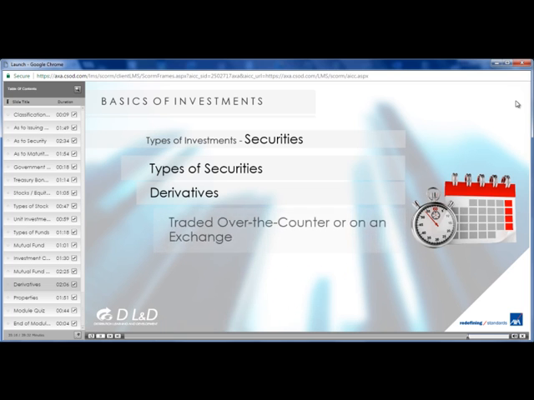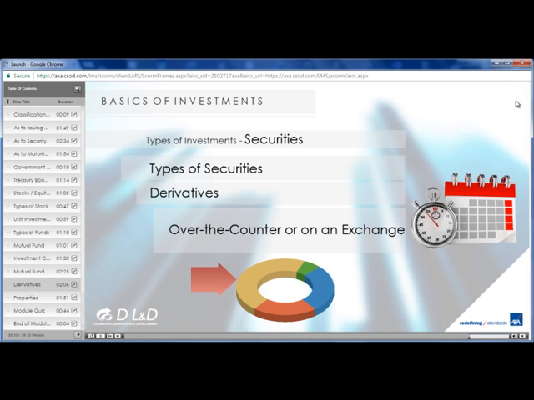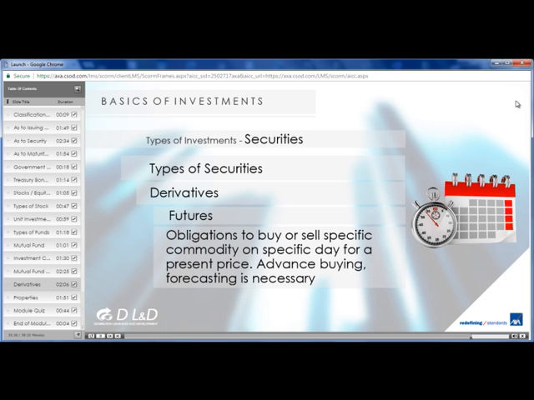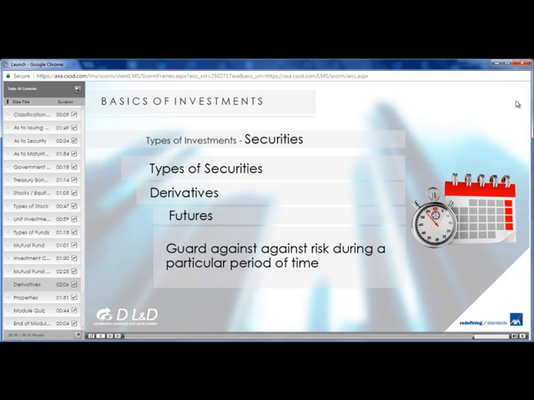Derivatives can either be traded over the counter or on an exchange. Over-the-counter derivatives constitute the greater proportion of derivatives in existence and are unregulated, making their risk level generally higher. Forms of derivatives. Futures contracts, better known as futures, one of the most common types of derivatives. These are obligations to buy or sell specific commodity on a specific day for a present price. Advanced buying and forecasting are necessary. One would generally use a futures contract to guard against risk during a particular period of time.